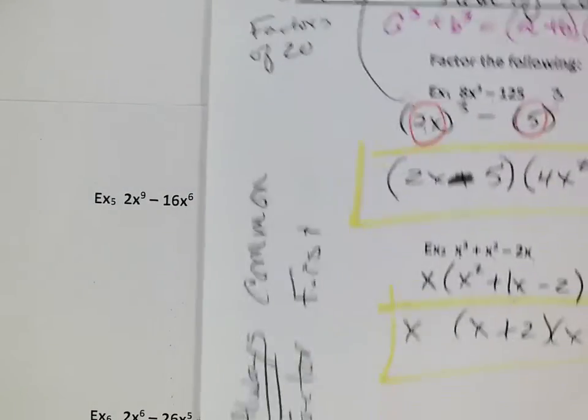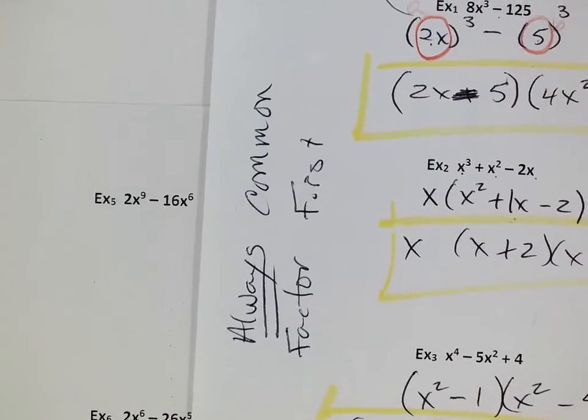Let's see what else I have. All right. Whew, looks hard, but it's not. So what I see is, oh, wait a minute. Hold on. Always common factor first. Always common factor first. So, yeah. I think I see a common 2.